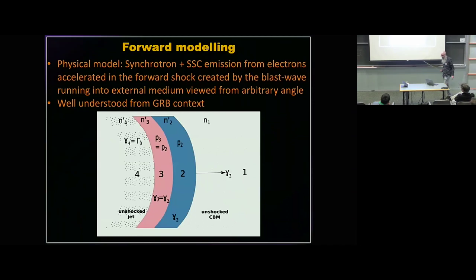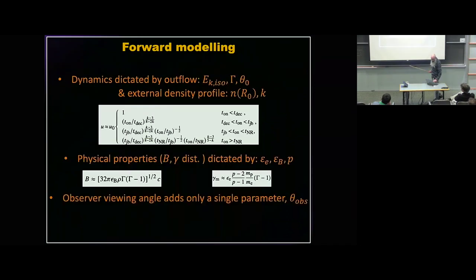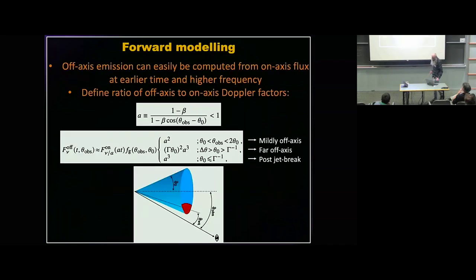This, as I said, works very well in the GRB context, and it's straightforward to apply it also to the case of TDEs. So we understand the dynamics, we understand the conditions in the emitting region, given those equipartition parameters, if you like, of how much energy goes towards magnetic fields and electrons. And then if we add this extra ingredient of the viewing angle relative to the jet or the outflow, we can describe the emission.